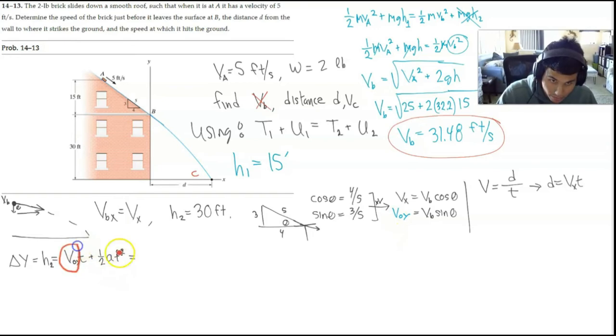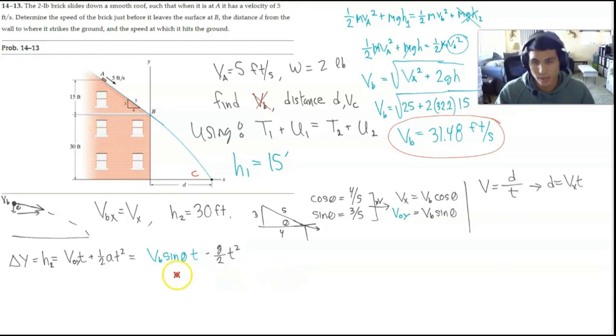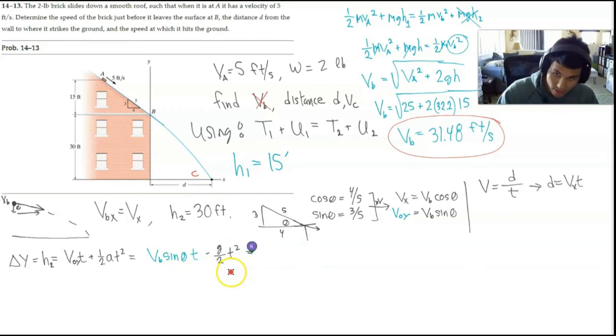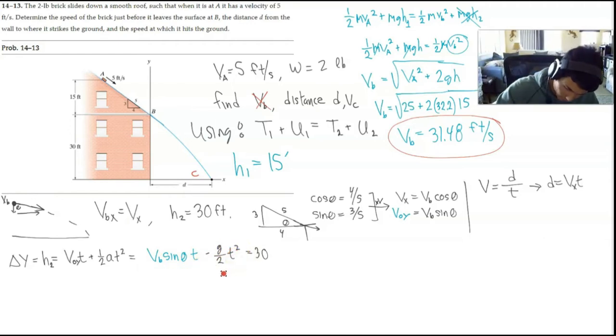So VOY, if we put it into here, is VB sine theta times T, minus gravity over 2 times T squared. Okay, so now I'm actually going to put my numbers in here. But before I do that, let me just say that this is all equal to 30. Then I'm going to use the quadratic formula to find t. So we'll see what this looks like.